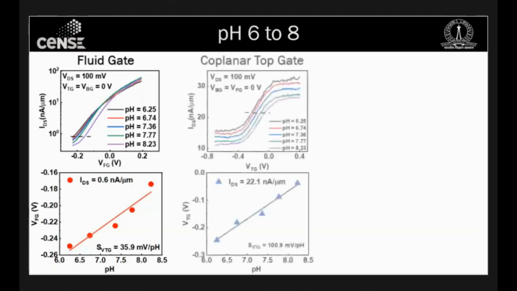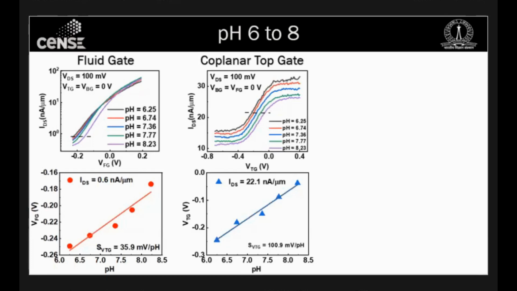limit. So with that, if we see the coplanar top gate, so this is when we are biasing the back gate as well as the fluid gate to 0 reference, and the fluid gate is an AgCl reference electrode, so that also doesn't shift the electrolyte potential. And here, if you see, from pH 6 to 8, we have a very clear right shift. And if you measure the sensitivity at this point by drawing a line again, it again shows a very linear trend with a sensitivity of 100.9. That is again almost double the Nernstian limit.